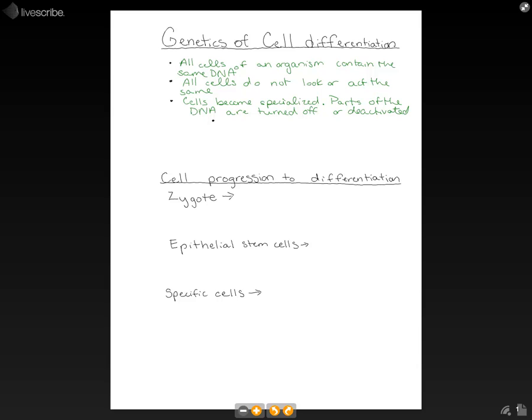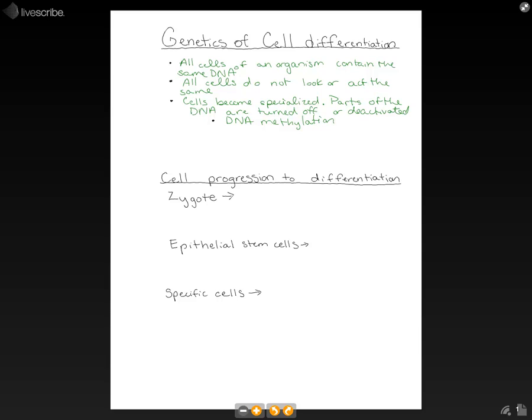One common method that this is done is DNA methylation. And that's just where a functional group called a methyl group is going to attach to that gene, and it'll just block it from being activated. So now let's see how these cells become specialized.